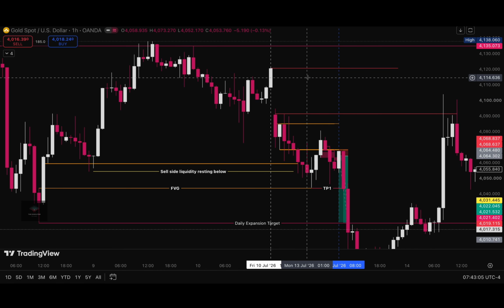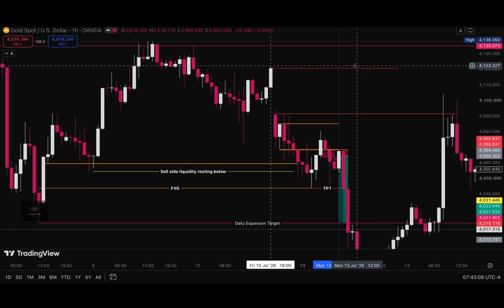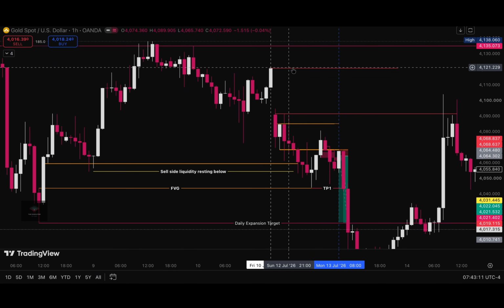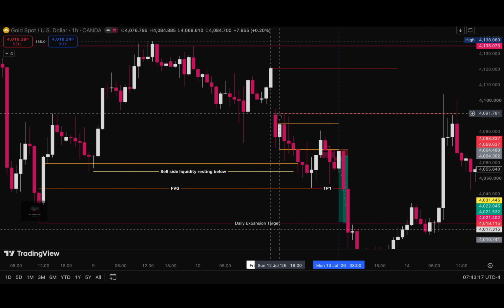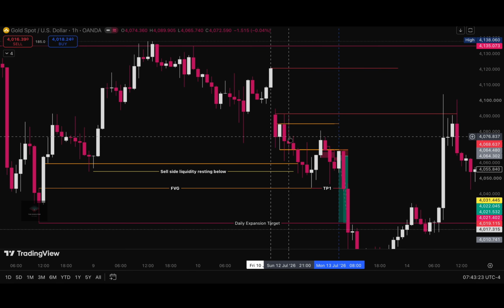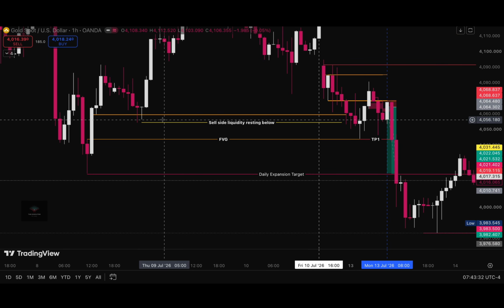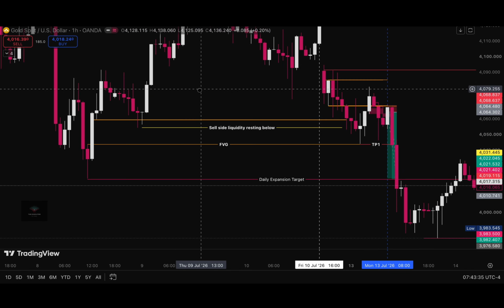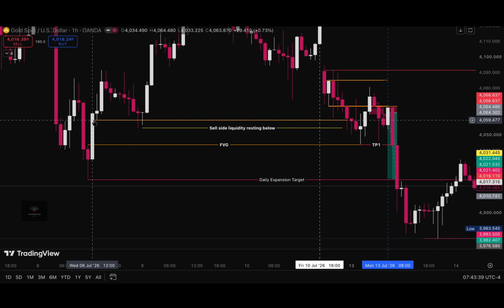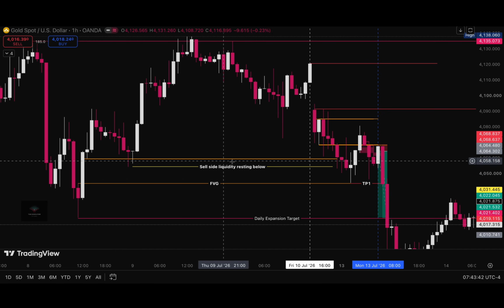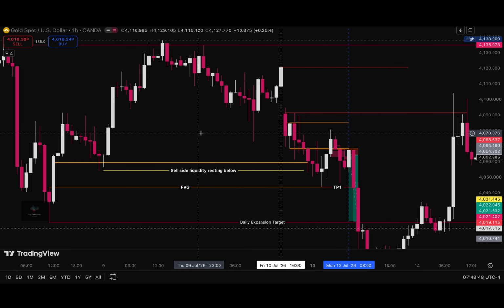So that is the closing of Friday that I was talking about, and that was the Monday opening with that gap. So I initially was thinking that the market would come down from here and it will target sell side liquidity residing below this low, and also it was in that fair value gap. So when that happens, that is some kind of an ideal situation.